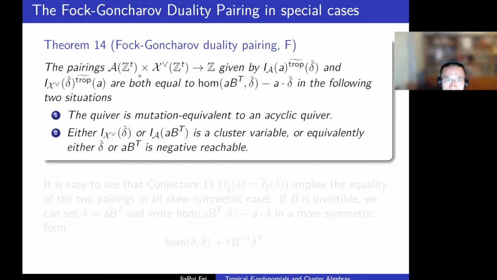So for that pairing, both are equal to this. As you can guess, the Hom should appear. This is like a certain tropical F-polynomial evaluated at a certain vector, but with a certain shift. And there's another shifted factor here. Actually, the equality is not so trivial, even from the representation-theoretical point of view.